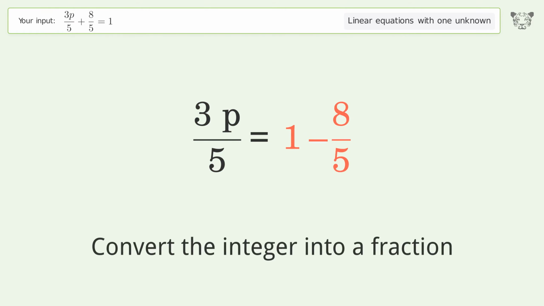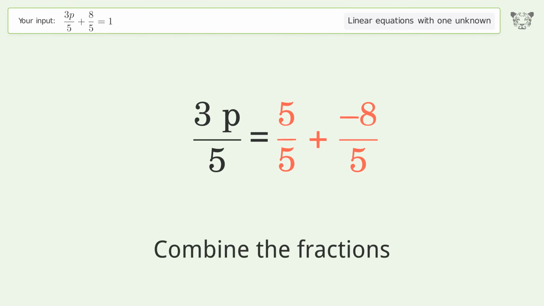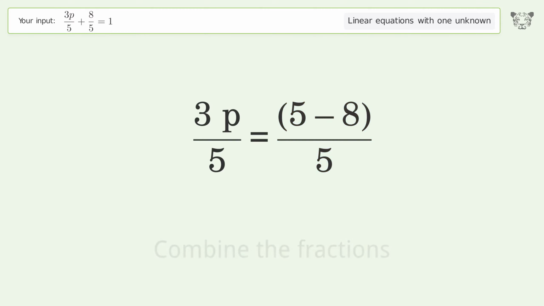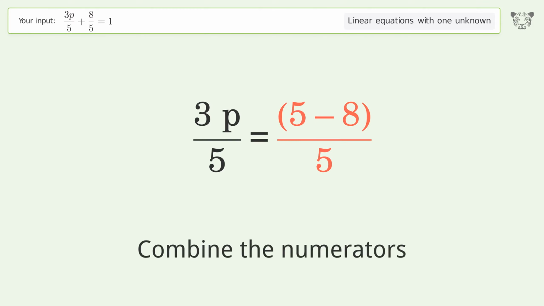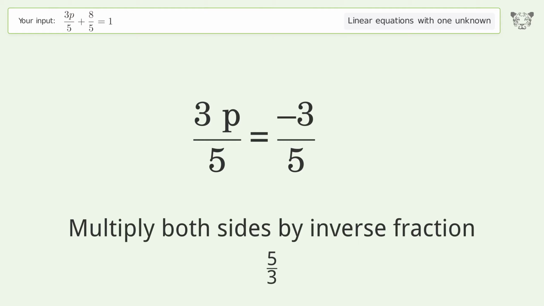Convert the integer into a fraction. Combine the fractions. Combine the numerators. Isolate the p. Multiply both sides by inverse fraction 5/3.